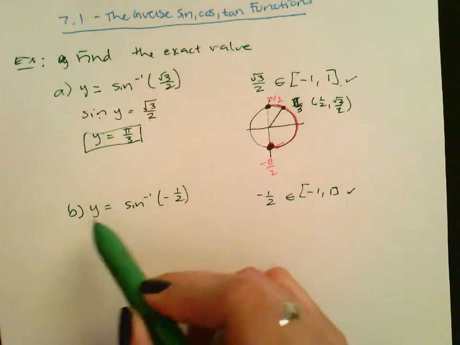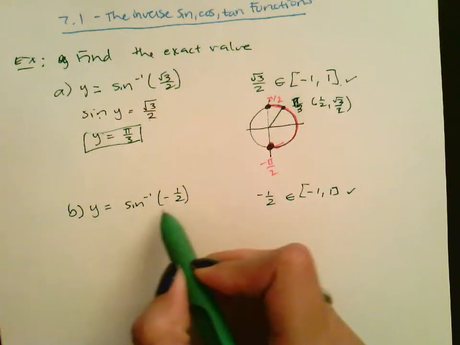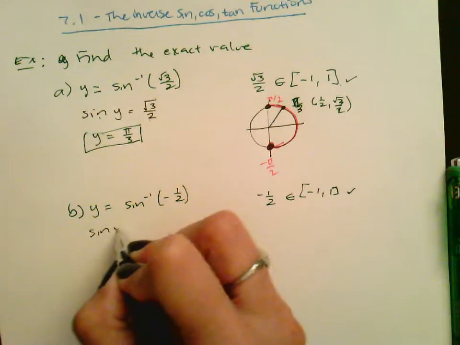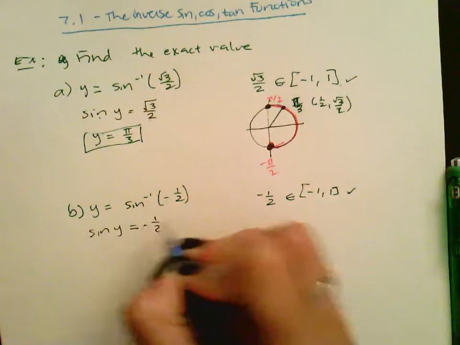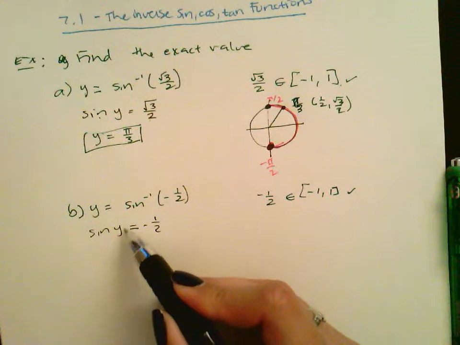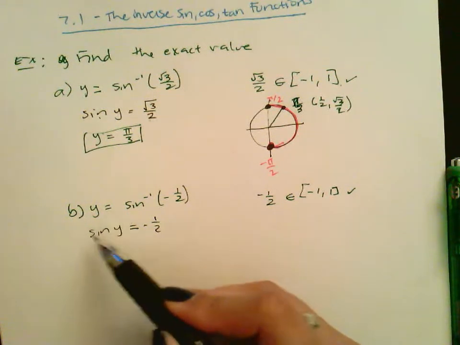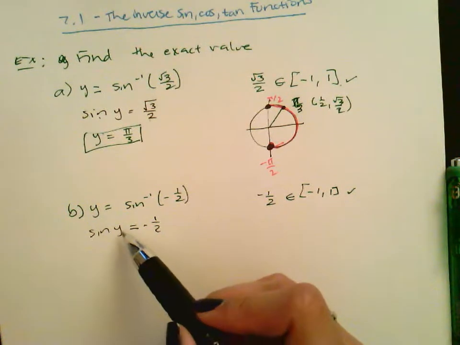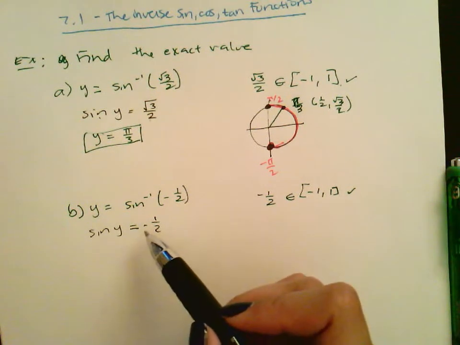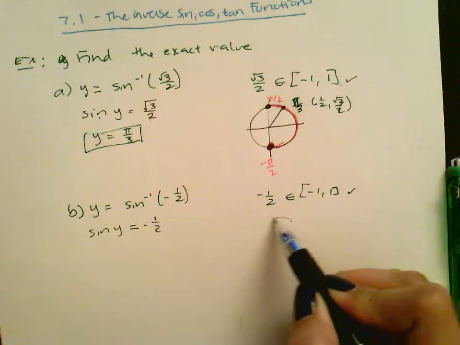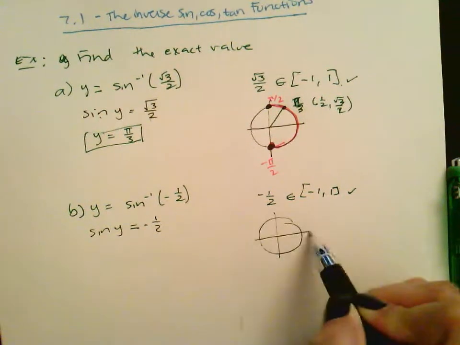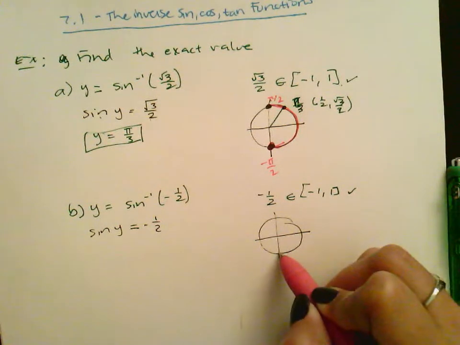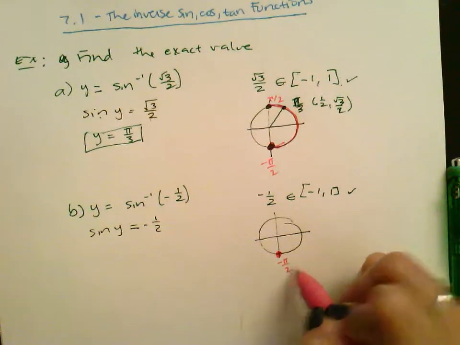I can go ahead and find y. So let's rewrite this. This means sine of y is equal to negative 1/2. So now we're going to find the angle. Remember, the input for sine is always an angle. We're going to find the angle for sine that's going to give me a sine of negative 1/2. So let's go ahead and draw the unit circle. And we're still using the same restriction for the angle. The angle is going to be between negative pi over 2 all the way to pi over 2.